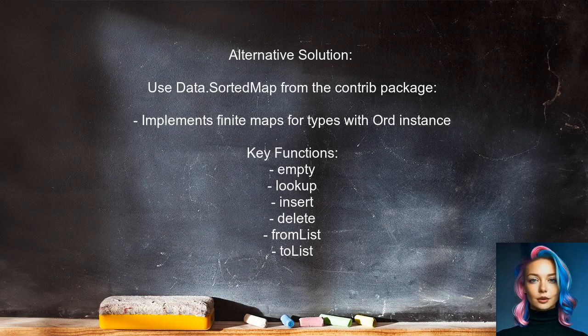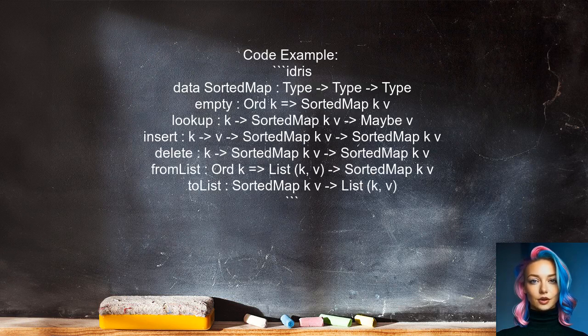An alternative solution provided by a user involves using the data sorted map from the contrib package. This implementation allows you to create finite maps for types that have an ORed instance.